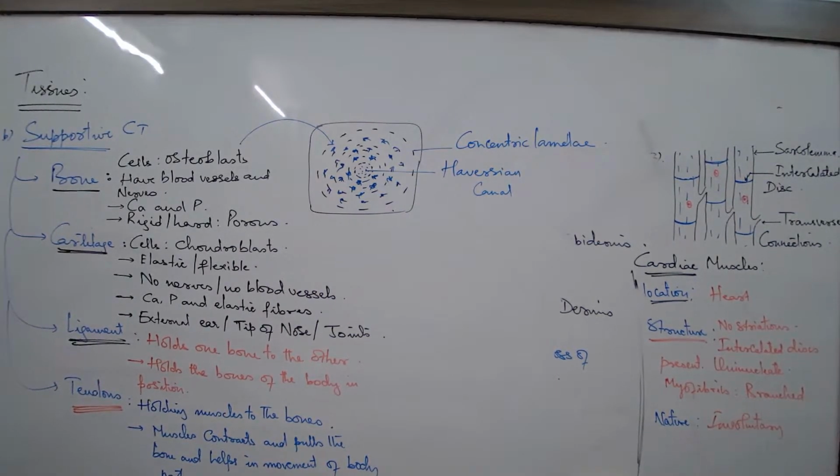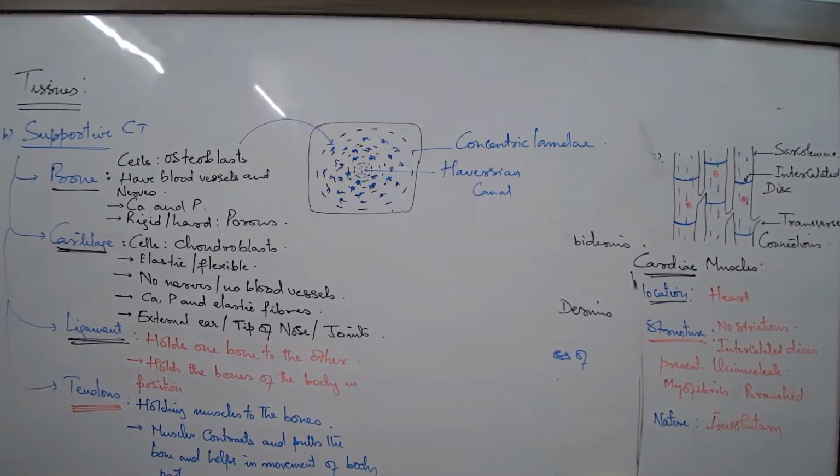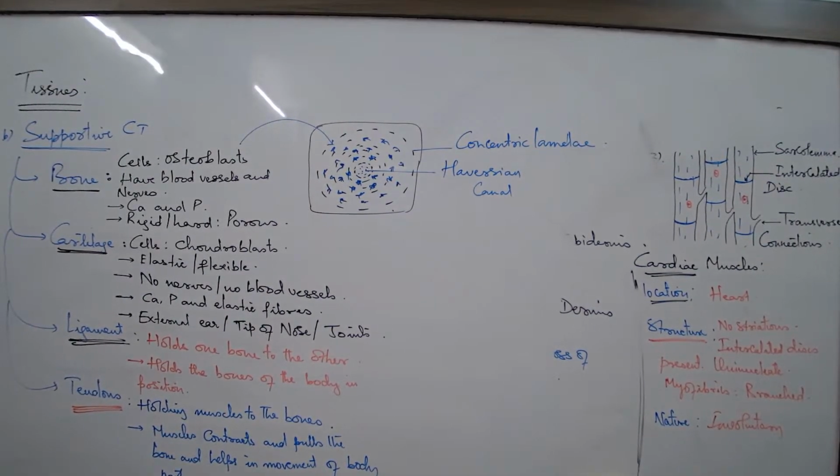See the category, what is the category name? Supportive connective tissues they are. Support and shape to the body parts. Go ahead, next question. Mention one functional difference between them. One functional difference between A and B. Functional difference only between A and B. What is the functional difference?